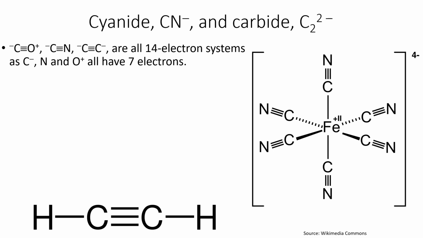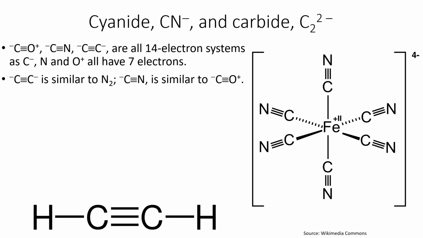So there you can see carbon monoxide, cyanide, and carbide, or acetylide, or ethynide, all have 14 electrons. Of course C minus, N, and O plus all have 7 electrons, and so those species are all just different combinations of those 3 fragments. With cyanide, the negative charge is on the carbon, because C minus has 7 electrons, and that bonds with N, which has 7 electrons. So you've got 7 and 7 again with the cyanide.